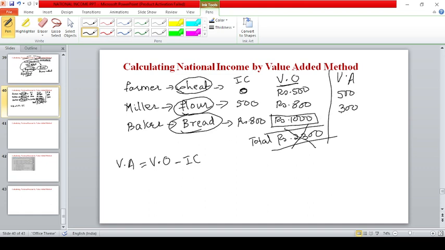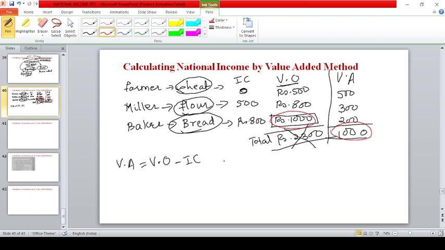Now in the third process, in the last process, what is happening? Value of output was 1000. 1000 minus IC, that is going to give me 200. So what will be the total of this? The total will be 1000. So what can you see, students? What can you observe over here? You can see the value of output of the final product and total of value added is almost the same.